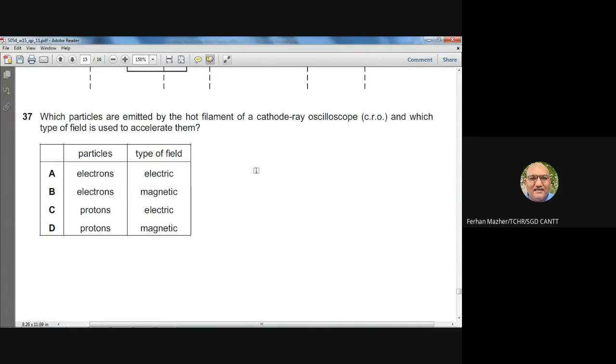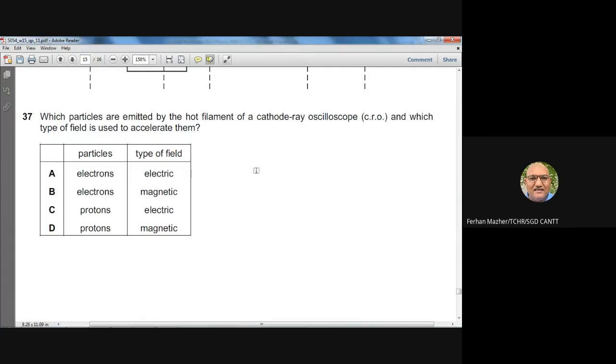You see, from the hot filament, electrons are given out, and this process is called thermionic emission. When you make a cathode, which is made of metal, very hot, what will happen? The electrons from that metal will come out into the air. This process is called thermionic emission.